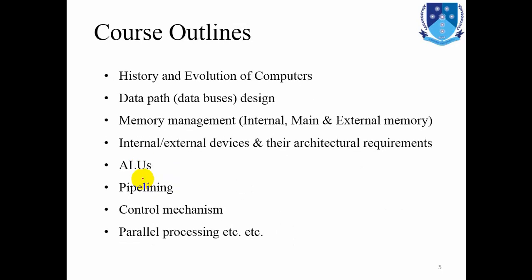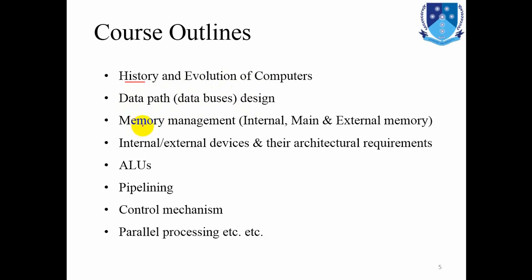The tentative course outlines for computer architecture include history and evolution of computers. It means that we will start our computer architecture course by discussing the history of a computer system and the evolution made in improving the architecture and the organization of the computer systems. In this course, we will also discuss the data paths, simply known as the data buses, and the design requirement of these data paths.